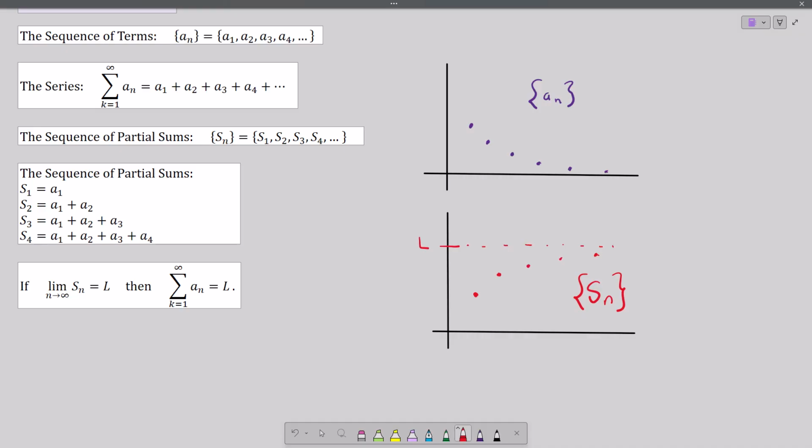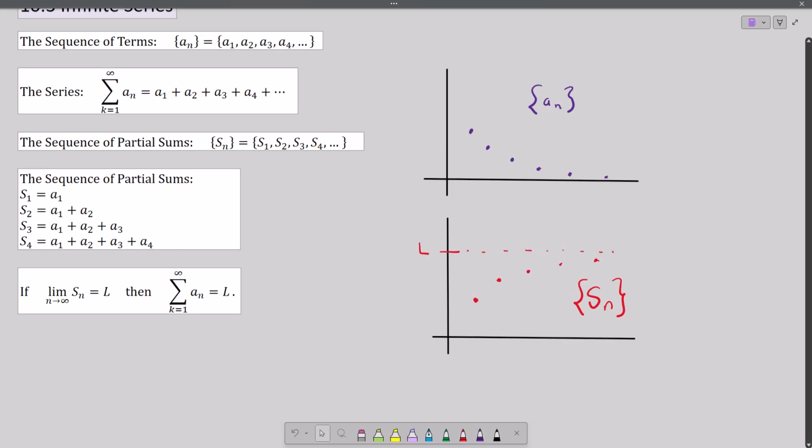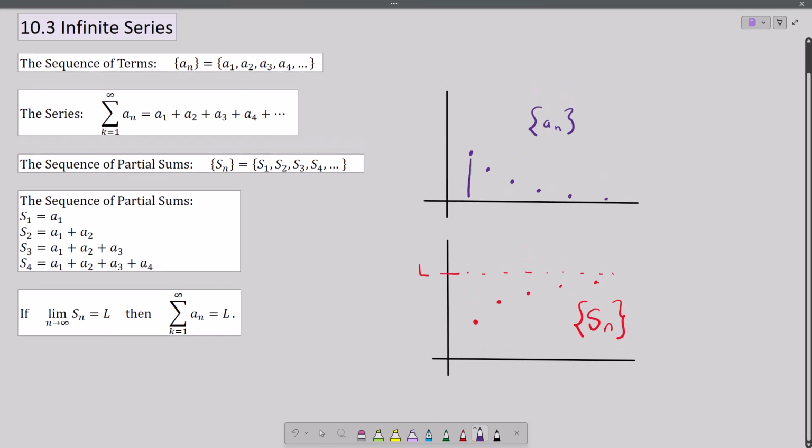So the sequence of terms is always going to be skiing down to the lodge if it converges. You got to ski fast though. It's got to be a black diamond. If it's a blue, it's probably not going to converge. You got to go fast. And then the sequence of partial sums, because you're adding. Right? This is a sub 1, that height. A sub 2 is that height. A sub 3 is that height. A sub 4 is that height. So down here, right, you're adding these together to get all these guys.